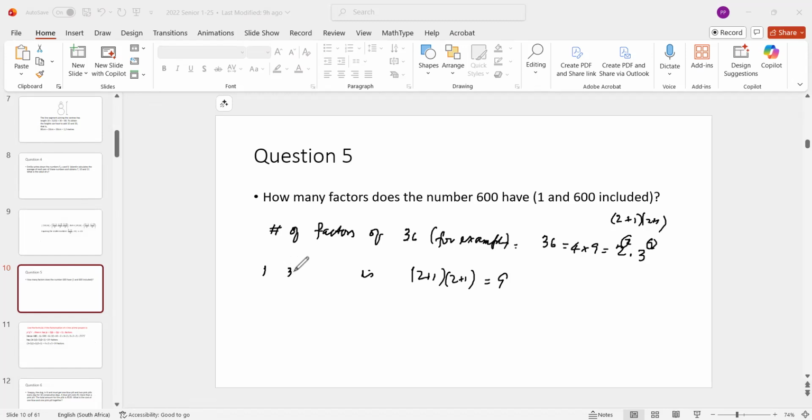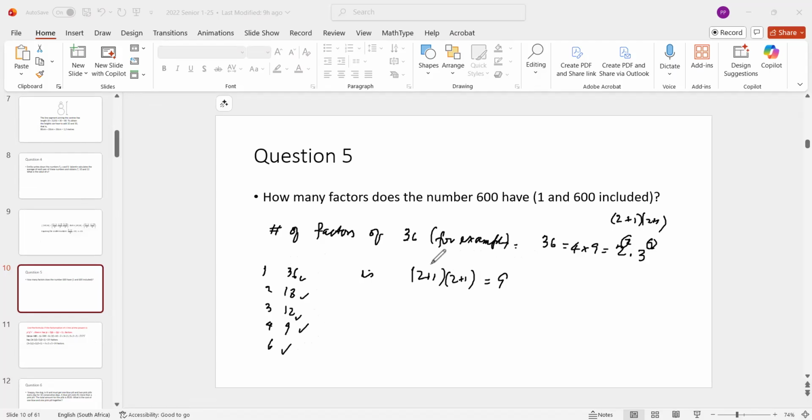The factors are 1 and 36, 2 and 18, 3 and 12, 4 and 9, and then you have 6. You don't count 6 twice. And after that, you only go up to the square root because all the other ones, the larger ones, are also included in this. And you count this, you get 2, 4, 6, 8, 9, and that is the answer. So that is how you do this.